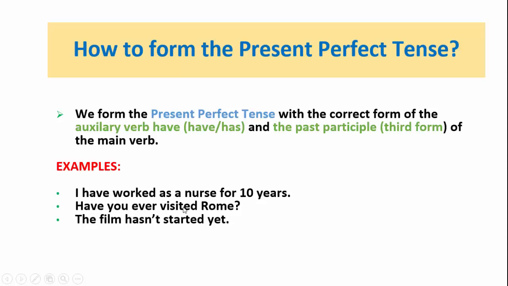Have you ever visited Rome? Here we use the auxiliary verb have and the third form of the verb, visited. The film hasn't started yet. Here again we use has, the auxiliary verb, and started, the past participle of the main verb.